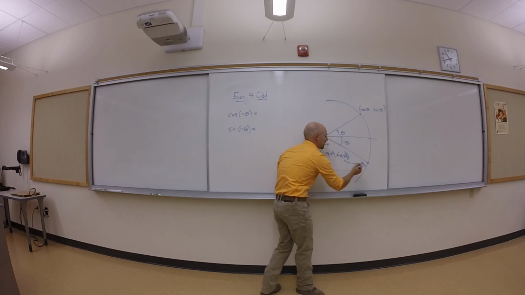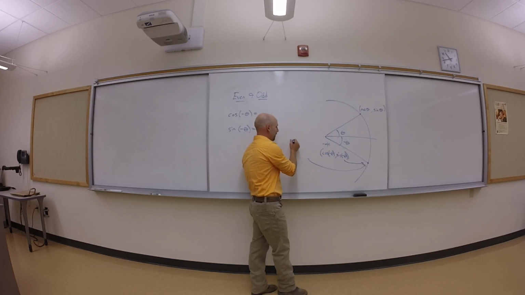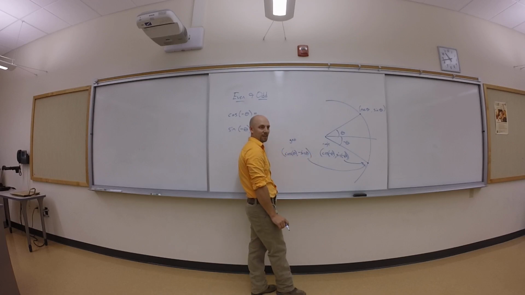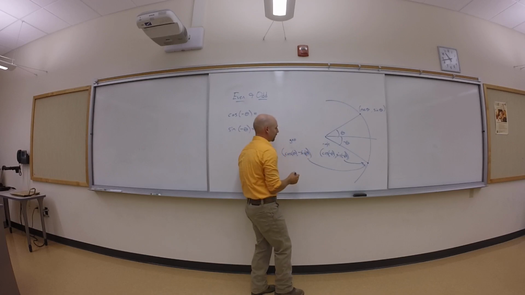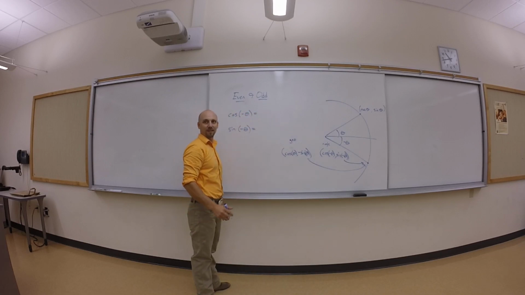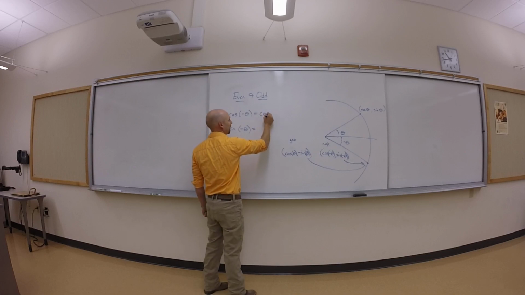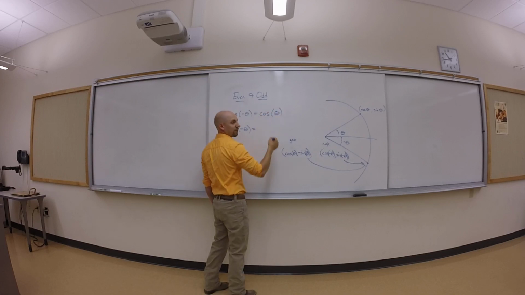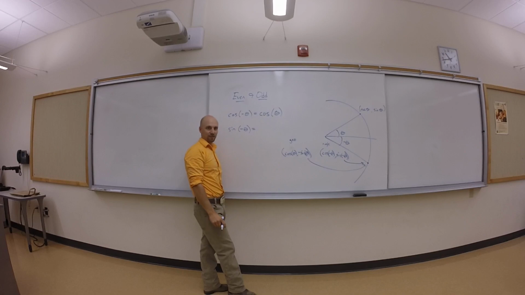But that thing's coordinates are also geometrically cosine of theta, comma, negative sine of theta. You guys see that? So what have I just observed about cosine of minus theta? That it's cosine of the positive version of that angle. You guys see that?